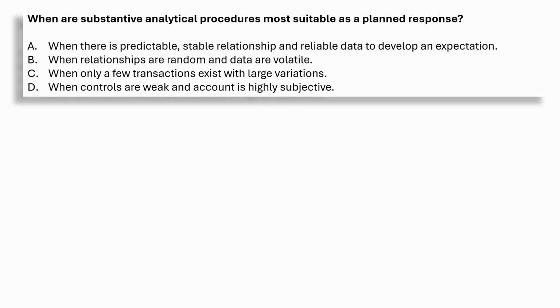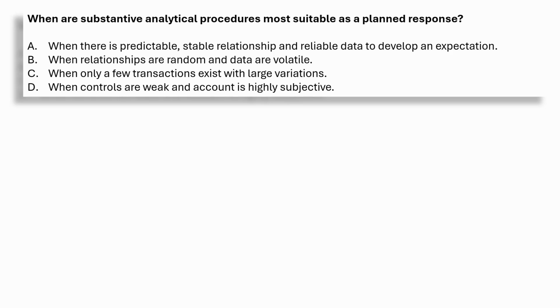Option C, when only a few transactions exist with large variations. Also no. If there are just a handful of big, unusual transactions, I don't need analytics. I need to vouch those babies one by one. Doing analytics here is like trying to predict the weather based on two random clouds.